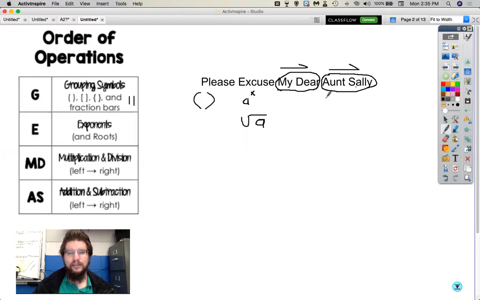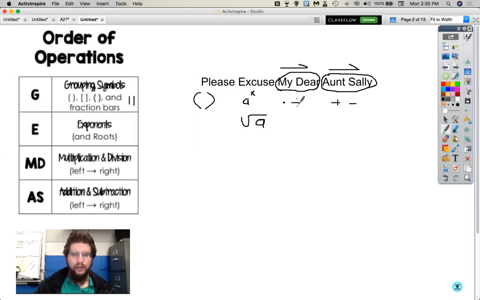Aunt Sally, that's addition and subtraction. So we do that from left to right as well. So multiplication and division, addition and subtraction. So you have to know which order to do things in, otherwise you'll get all kind of crazy mess going on.